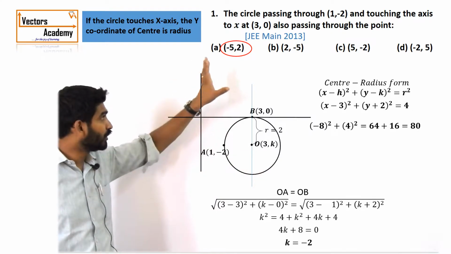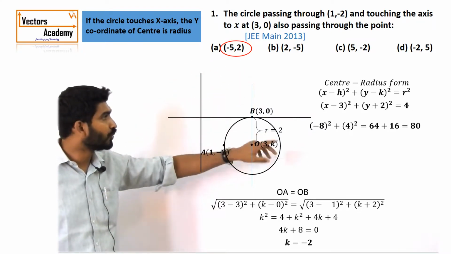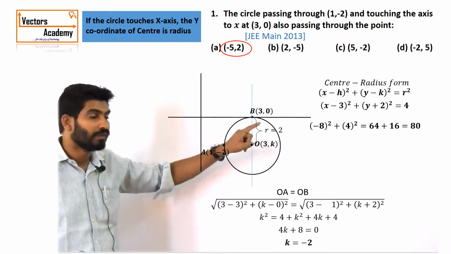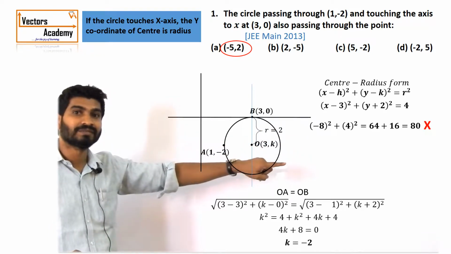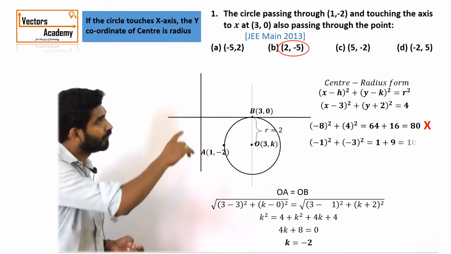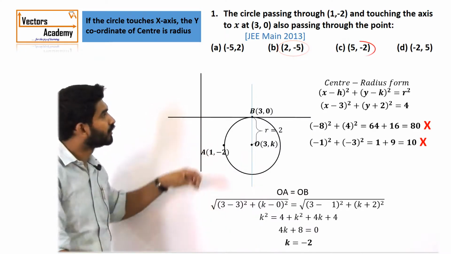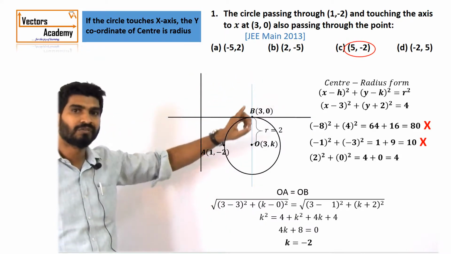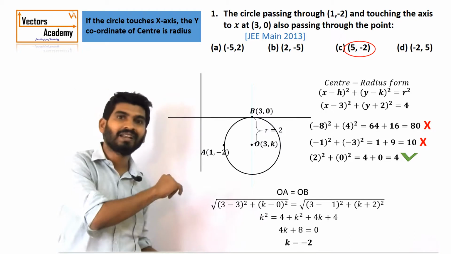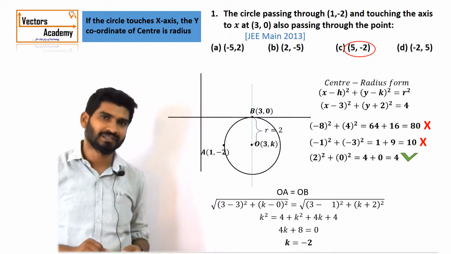So by substituting the values of x and y, you should get the answer as 4. If you get any other answer, that is the wrong answer. So in the same way, we will keep on checking until we get 4. So finally, in the third option, we will get the answer as 4, and that is the point through which the circle passes.